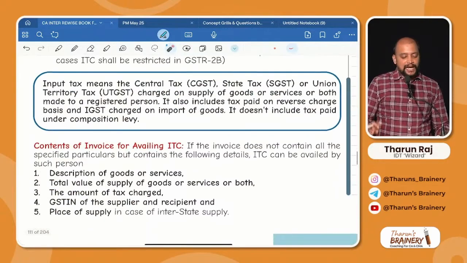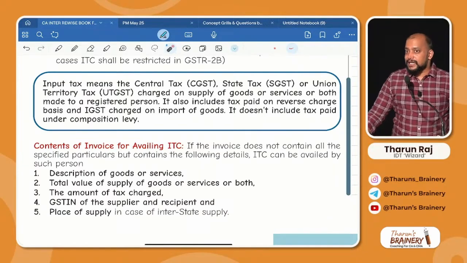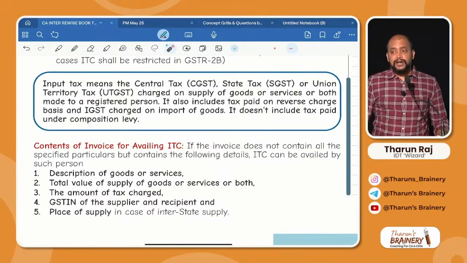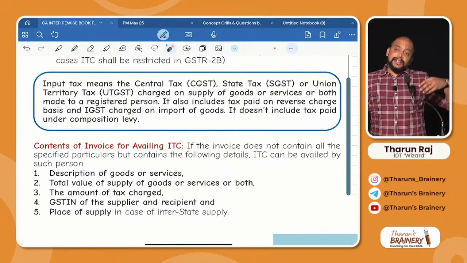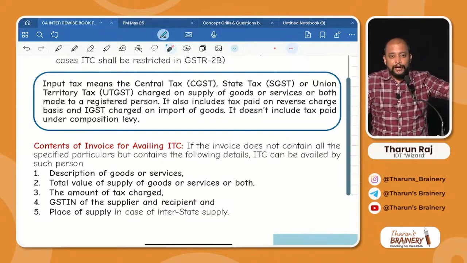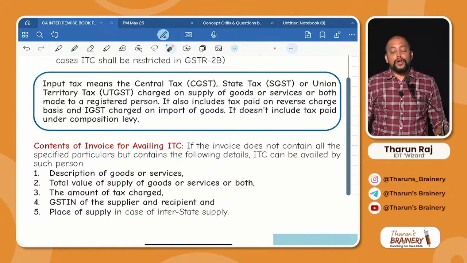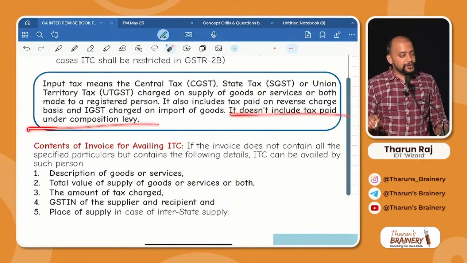Now see the next part. What is the meaning of input tax? Input tax means either CGST, SGST, UTGST or IGST. Either it is paid under FCM or it is paid under RCM. Even if RCM is paid, we can take credit, I told you. But it does not include composite tax. What is composite tax? Tax paid under composition scheme.